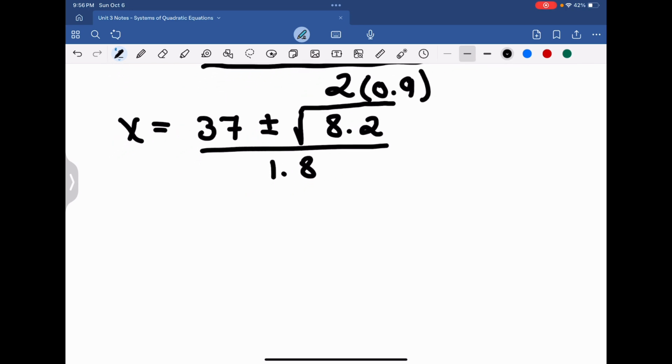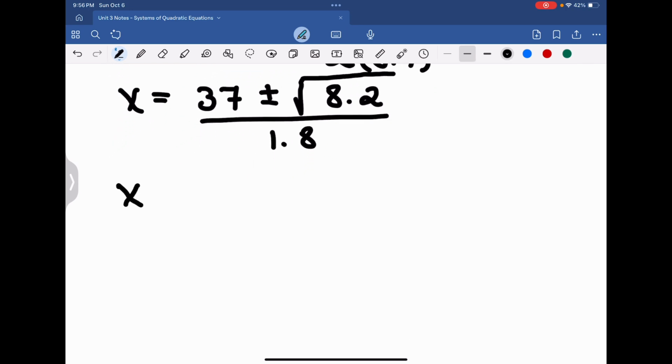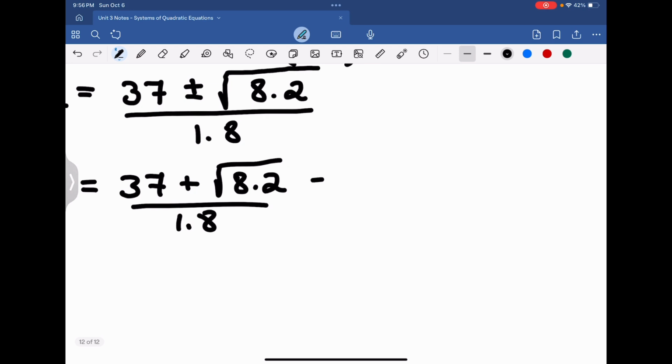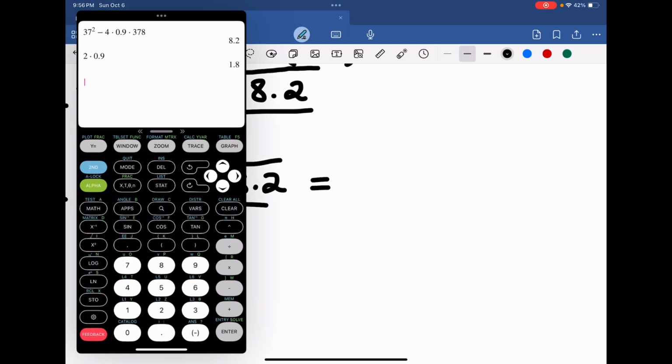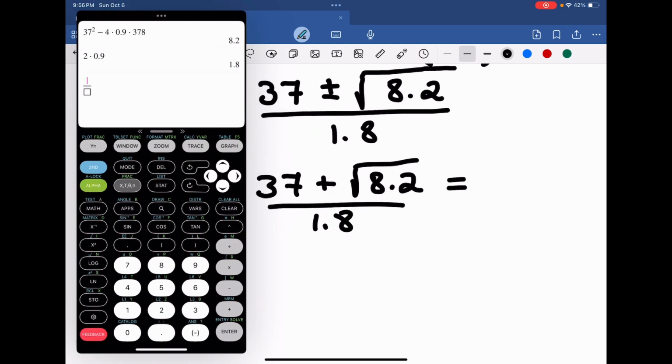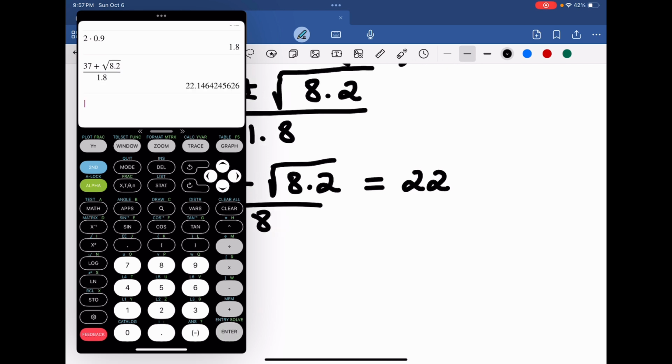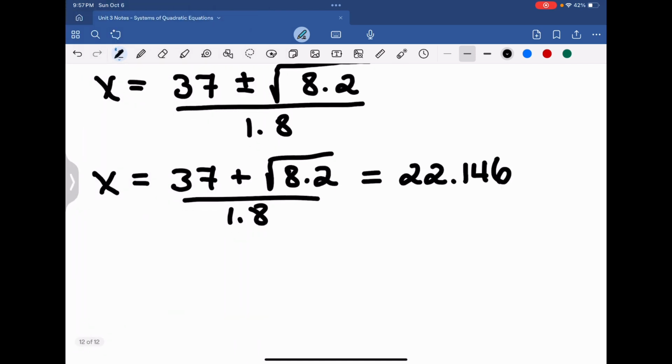Now, when we look at this, we're going to separate it into the two cases here. First case, x is equal to 37 plus the square root of 8.2, all divided by 1.8. What I'm going to then do is just actually calculate this value for us. So we're going to type in exactly what we see here. Fraction, most of you have the fraction key. 37 plus the square root of 8.2 divided by 1.8. This will give us 22.146. And I'm just going to hold on to a couple decimal places for now.